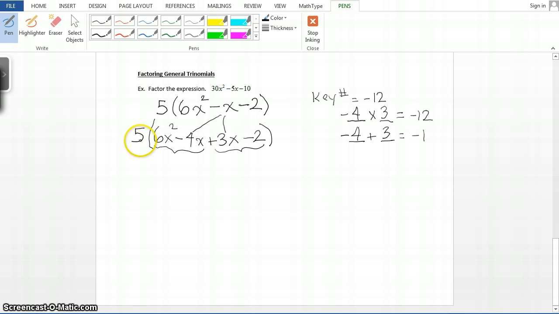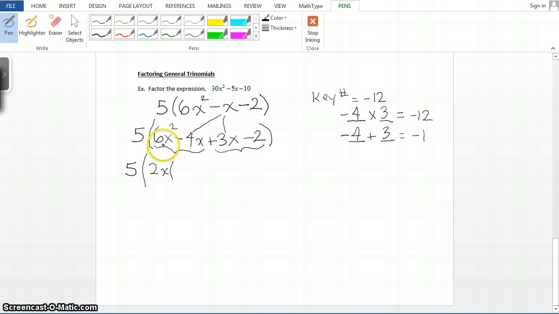And if you see, I'm keeping this 5 with the problem in each step because it's going to be part of my answer in the end. So I'm just going to keep it out there so we don't forget about it. Alright, so looking at just these first two terms, I can pull out a 2x. 2x is common in just the first two terms, so let's do that with a little set of parentheses here.